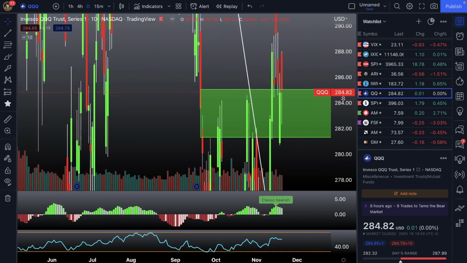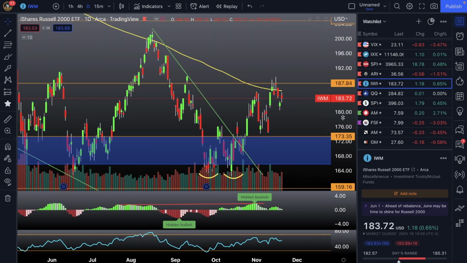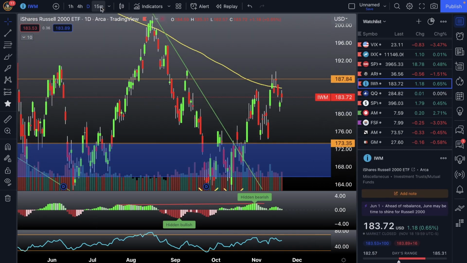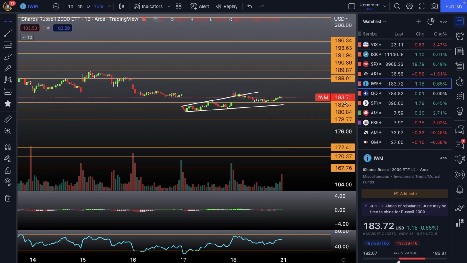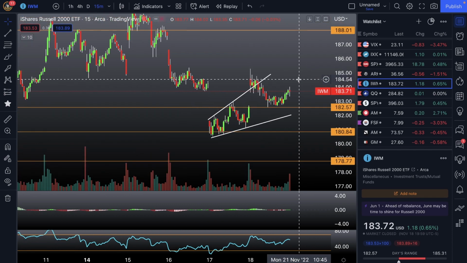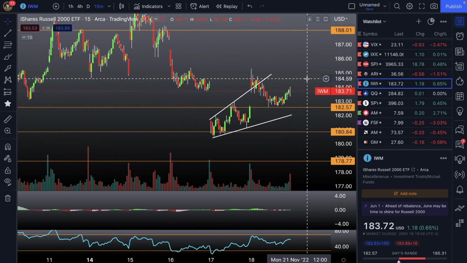And then there's also the small caps, the Russell 2000. In this market condition, I very rarely will trade Russell 2000 calls or puts intraday. I just feel like it's a little bit less reliable with the technicals compared to the SPY and the Qs. I feel like it's kind of just following everything else, but it does have its slight differences as well.